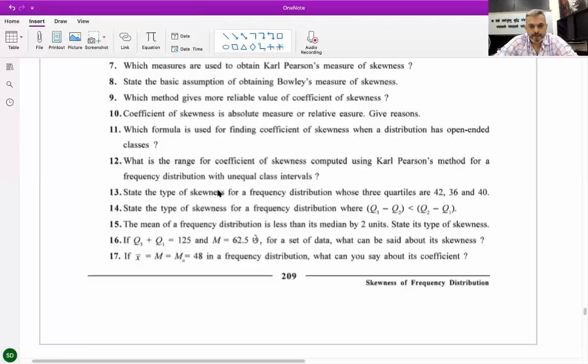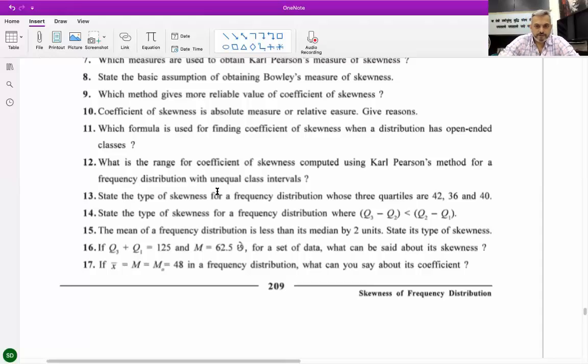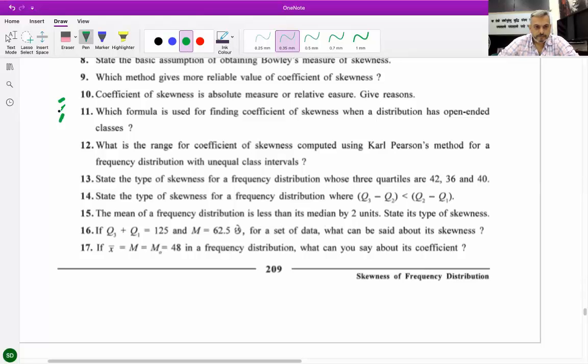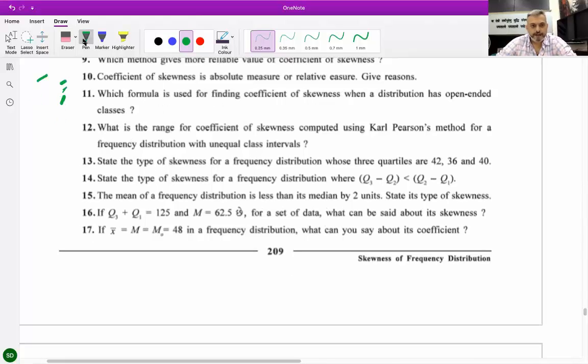Now section B, we start with the 11th question. Which formula is used for finding coefficient of skewness when a distribution has open-ended classes? So for open-ended classes, we will use what? You can write over there Bowley's coefficient of skewness.